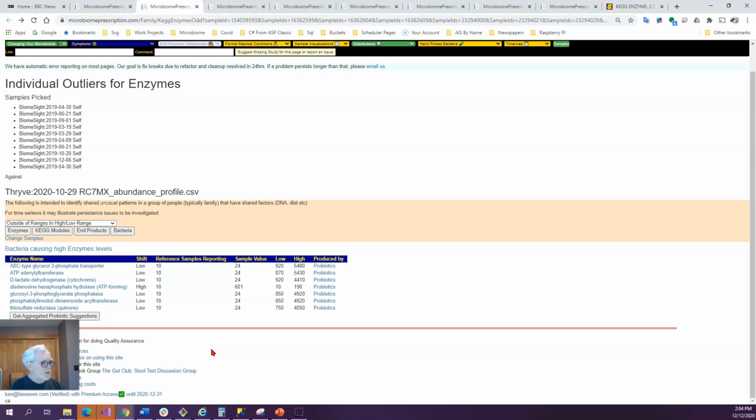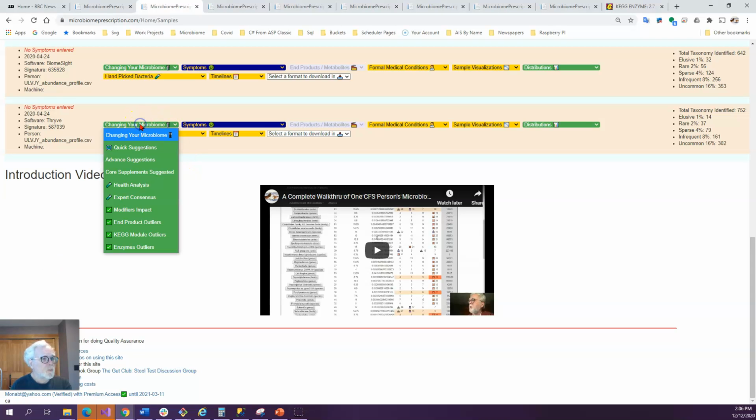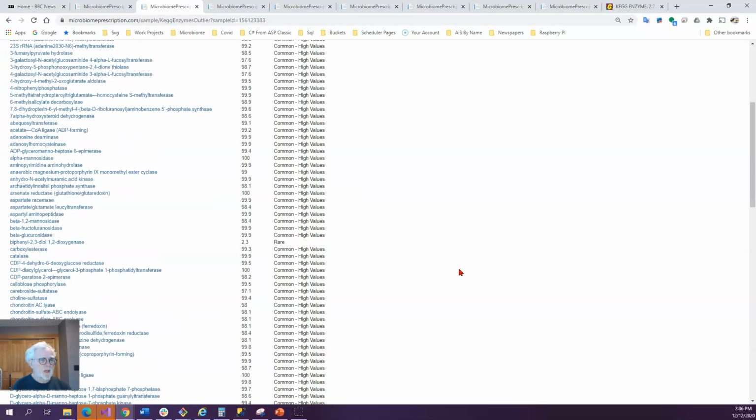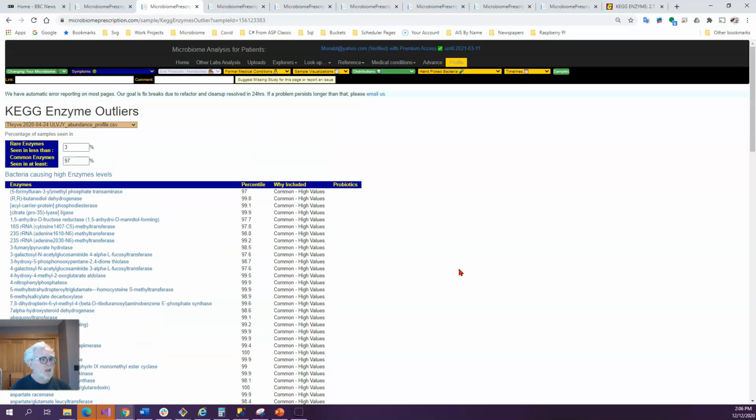Okay, so that basically is for comparison, and let's just go over, and I'm going to flip to somebody else's samples which shows a very different scenario. This is an example of a child with autism, and if we go down again, changing your microbiome enzyme outliers, we see where the enzyme outliers are. Notice we have a few. If you go down, you see that it's actually a massive list of outliers.